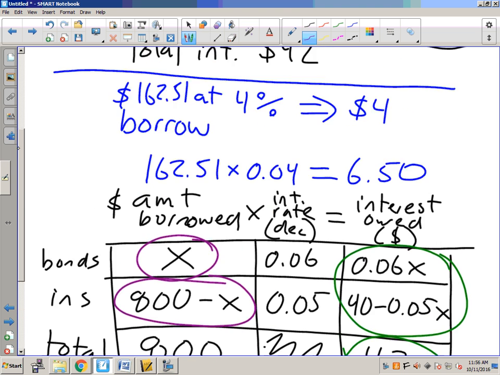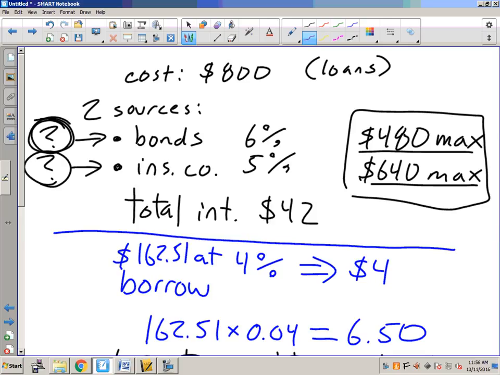And then go back and answer the question. If you remember, we're only allowed to borrow this much from bonds and this much from insurance. If either of those values go over those maximum limits, then we're going to have to call off the deal. The answer to the question will be no, it's not possible. Okay? Question?